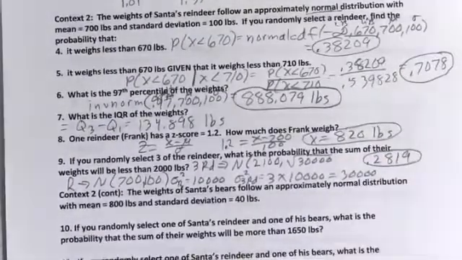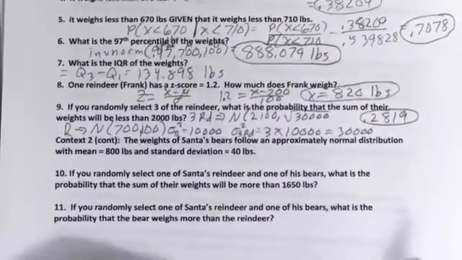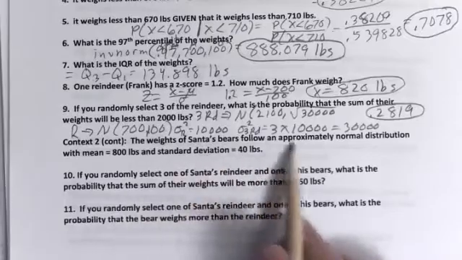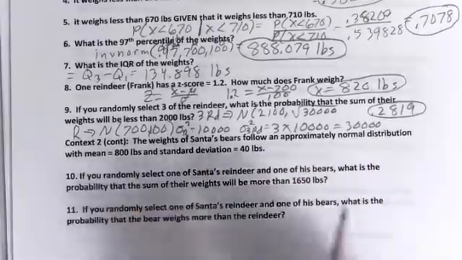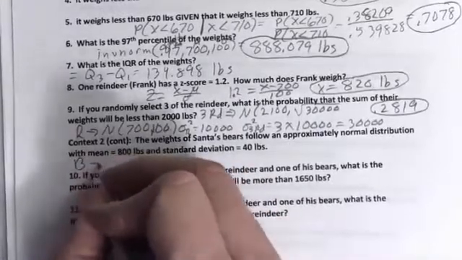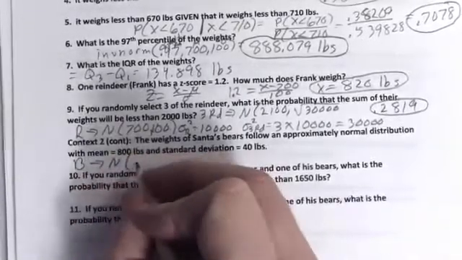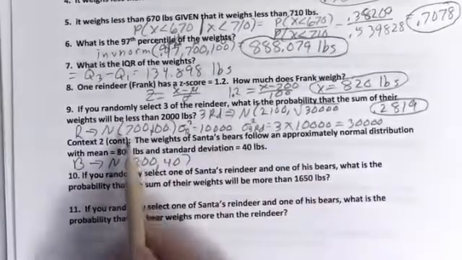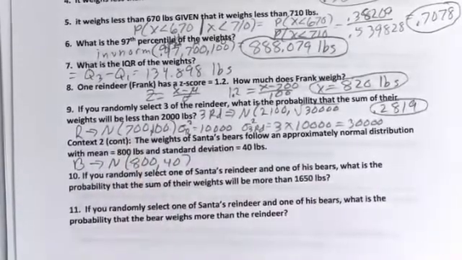So there we go. All right, so then it says this, context 2 continued. The weights of Santa's bears follow an approximate normal distribution, mean of 800, standard deviation of 40. So the bears, approximate normal, mean of 800, standard deviation of 40. So they're in general a little bit bigger than the reindeer on average, okay?